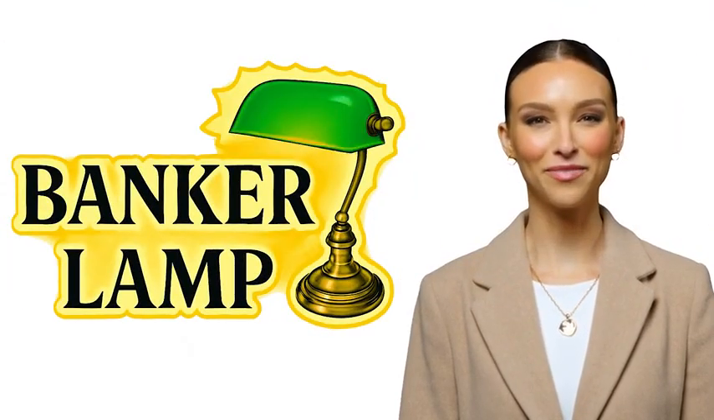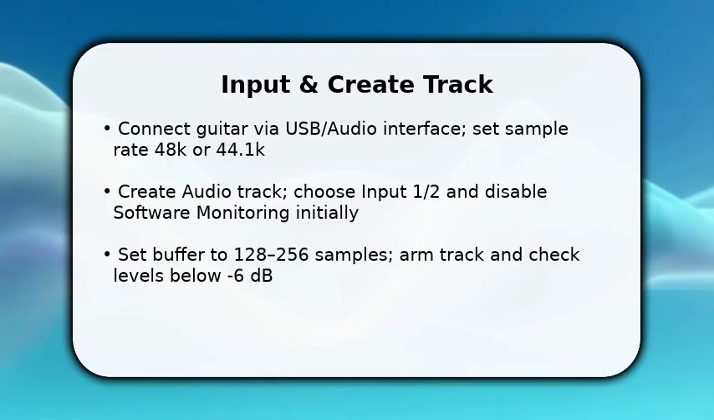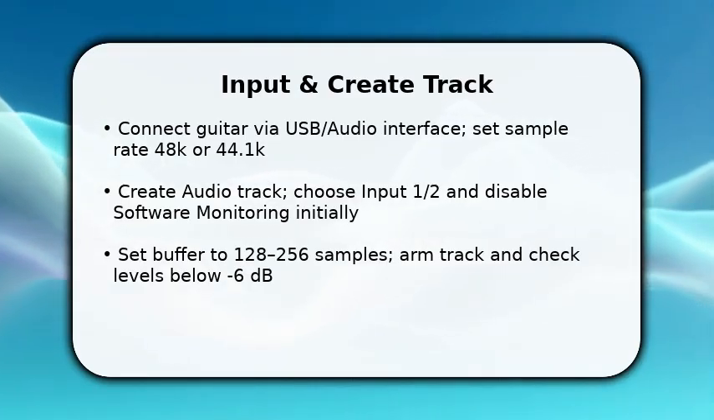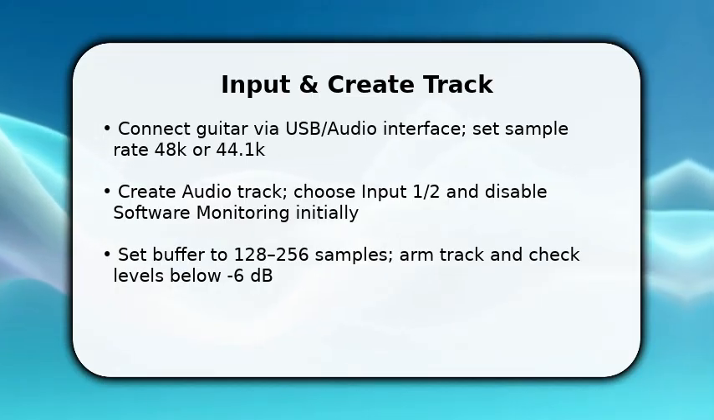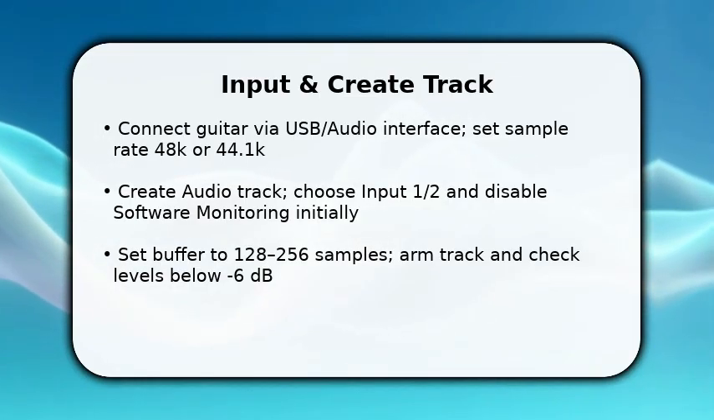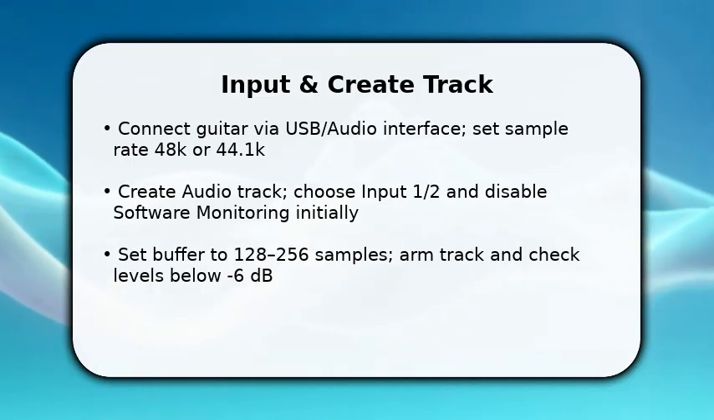Please enjoy the video. You start by getting audio in cleanly. Plug your interface, pick input 1 or 2, and create a new audio track. Once done, arm the track and play loudest passages while lowering gain so peaks sit around -6 dB.